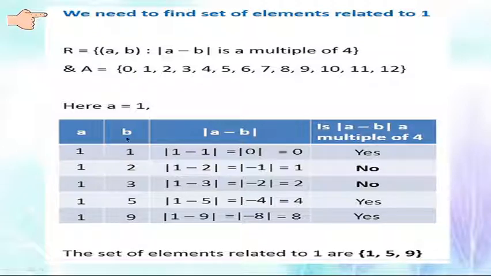So if I take A is always 1, because we have to check all the elements which are related to 1. So one element is fixed, other we will keep on checking from set A. So if I take 1 and 1, the difference is 0 and yes, it is a multiple of 4.